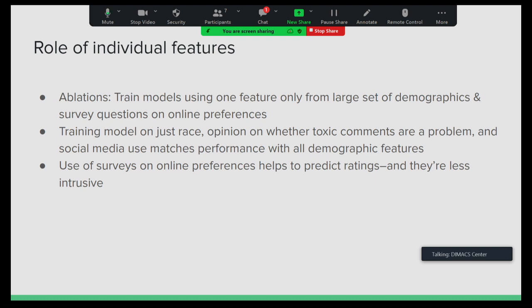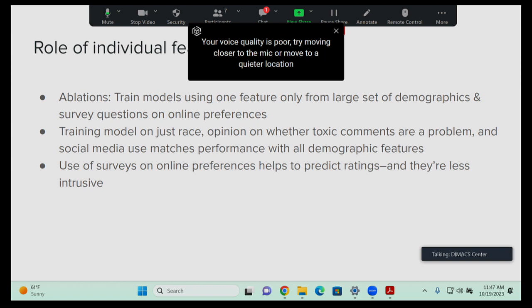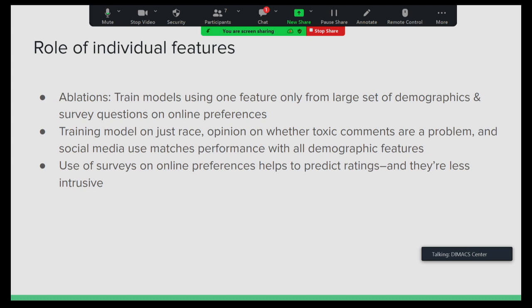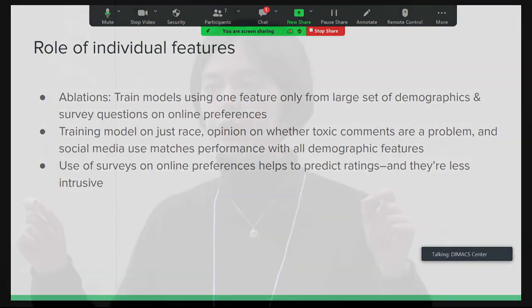One interesting thing here is that if we look at individual features, not all features are equally useful for predicting what people think about an example. So by doing some forward feature selection, we found that training a model just on people's race, their opinion on whether toxic comments were a problem, and what social media they use, was equally useful to including a whole list of demographic information, so way more features. What this suggests is that many features that we might think are important for some tasks are not important for all tasks. So for example, gender turned out to not be a very good predictor at all. And so what this suggests is that these surveys on things like online preferences, things that are relevant to the task, but maybe not as invasive of people's privacy, can help to do this sort of modeling task.